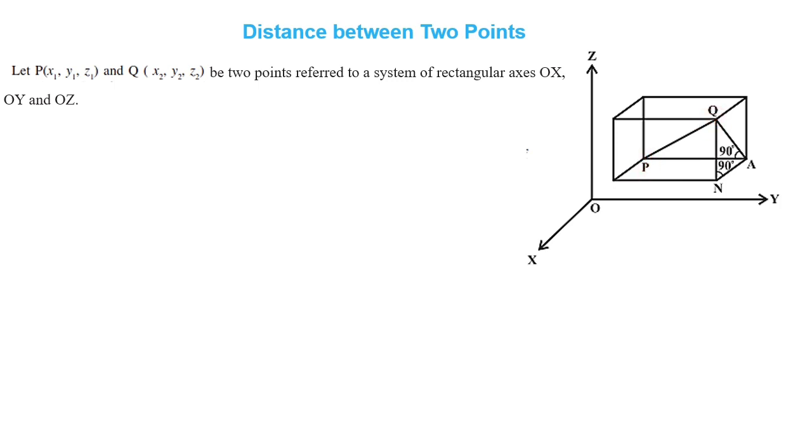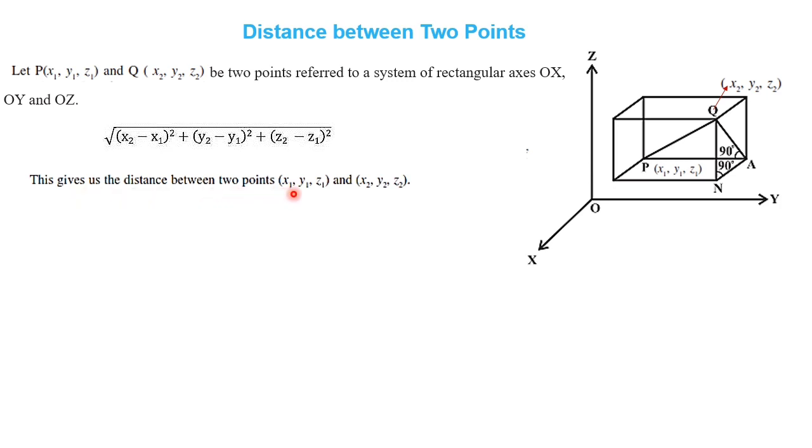So the distance between P and Q can be calculated by using the formula root of (x2 minus x1) the whole square plus (y2 minus y1) the whole square plus (z2 minus z1) the whole square. The coordinates of P we have assumed as x1, y1, z1, and the coordinates of Q as x2, y2 and z2. So this gives the distance between the 2 points (x1, y1, z1) and (x2, y2, z2).